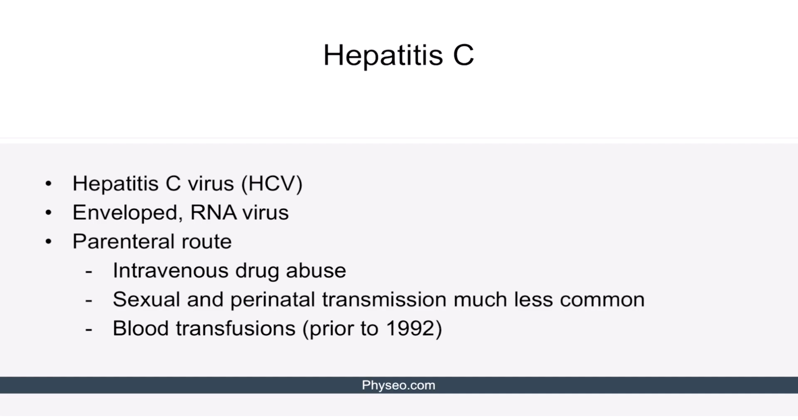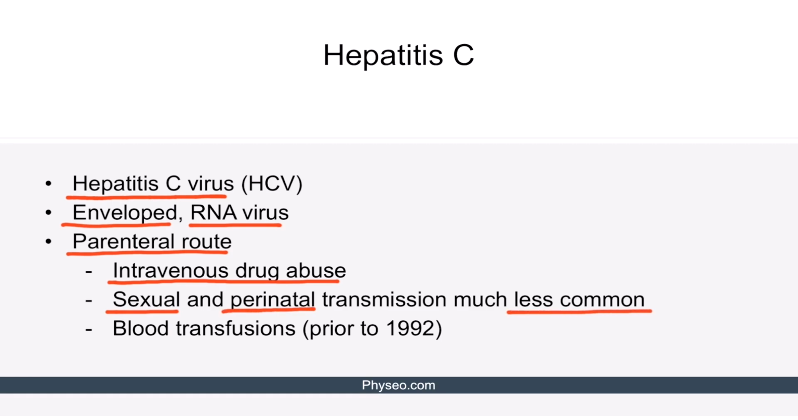Hepatitis C is caused by the hepatitis C virus, abbreviated HCV. It's an enveloped RNA virus transmitted via the parenteral route. The most common mode of transmission is IV drug use. Unlike hepatitis B, sexual and perinatal transmission are much less common. Also, people who've had blood transfusions prior to 1992 can also have hepatitis C infection, since routine screening of blood products for hep C was only introduced after that.